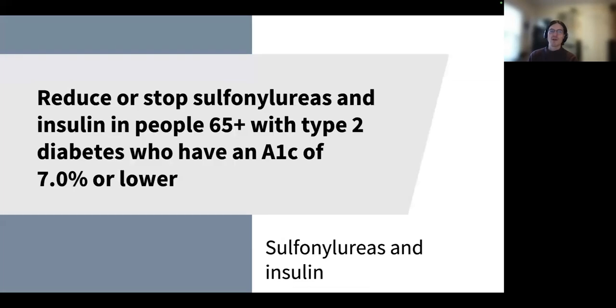So let's start with maybe the easiest one, which is sulfonylureas and insulin. And this is a key message that comes, again, directly from our prescribing portrait on this topic, which is reduce or stop sulfonylureas and insulin in people 65 or older with type 2 diabetes who have an A1C of 7 or lower. So this is the first key message.